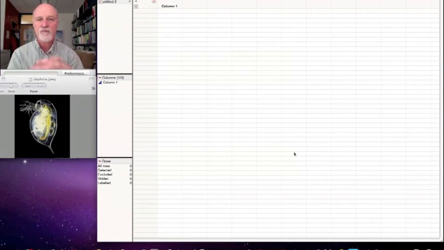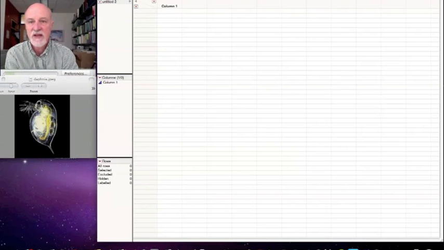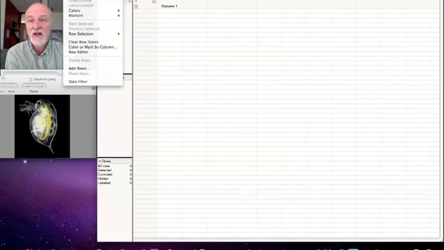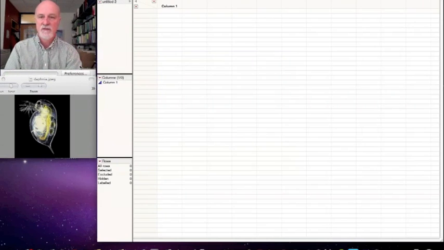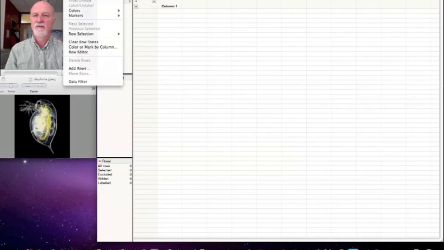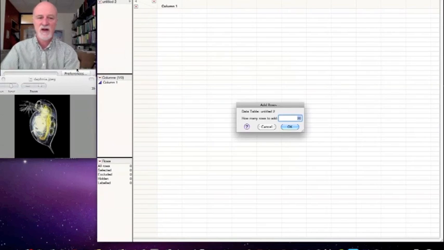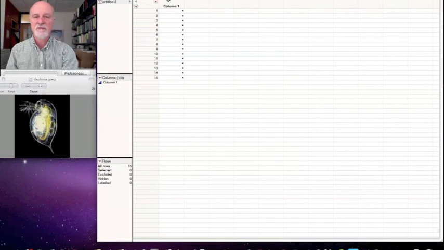Now, we think about our experiment. We have 5 flasks, right? We have 3 treatments. So we're going to need 15 observations, 15 rows of data. There are 15 Daphnia. So you can go up to rows, and you can add rows. Let me add rows. Ah, there we go. Add rows of data. I'm going to type in 15 and look at that.